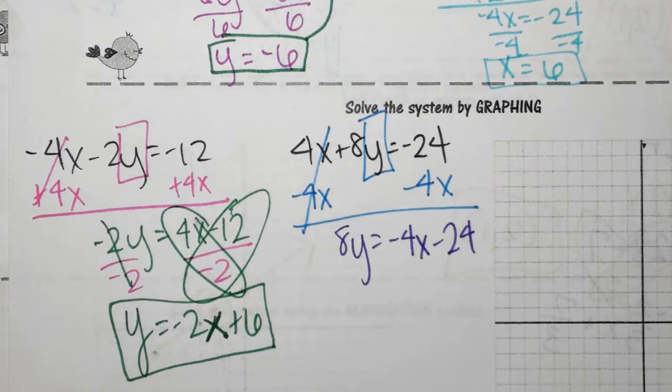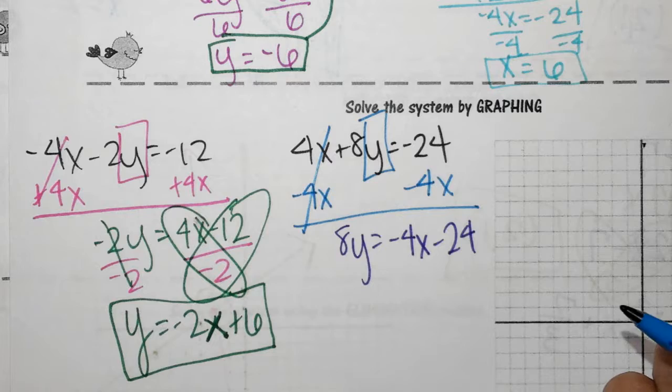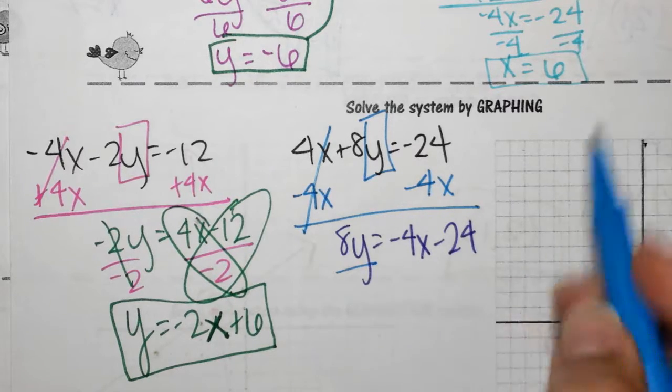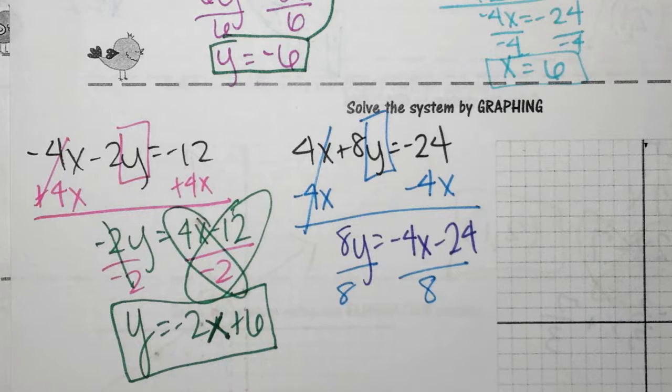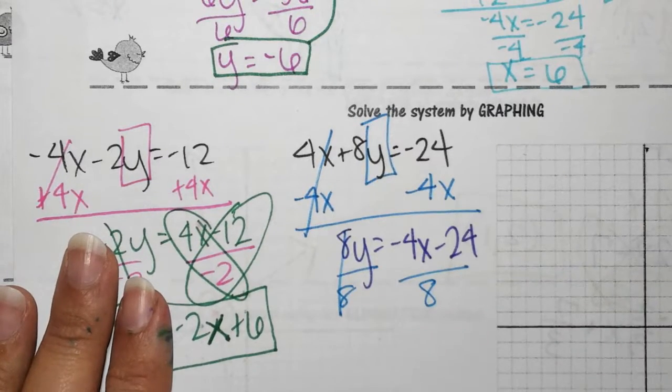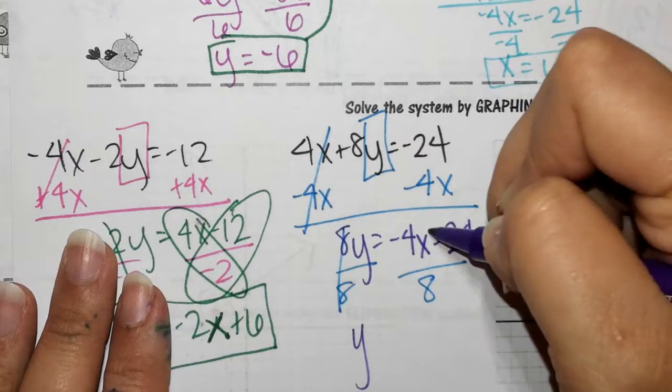Well, what do I do from here? I divide by what? Do I divide all of the things by 8 or one of the things? All things. Everything. That's a lot of things.